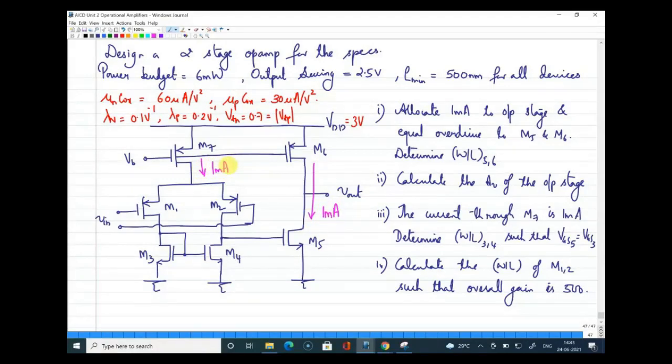All right. So with this, how will you solve part 1? We have allocated 1 milliamp of current to the output stage. And one more condition is given. You can take equal overdrive for M5 and M6. So how will you find the aspect ratio of the output transistors 5 and 6? Sir, using the current equation. So in the current equation, you need the overdrive voltage of the transistors. Yes, sir. So what will you choose for the overdrive for M5 and M6? Both are equal. So what will be the value?